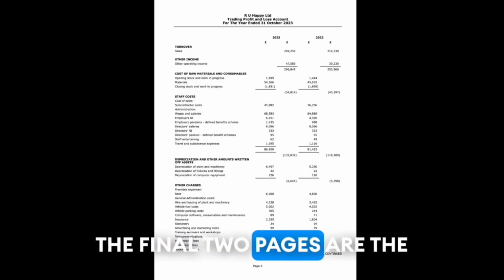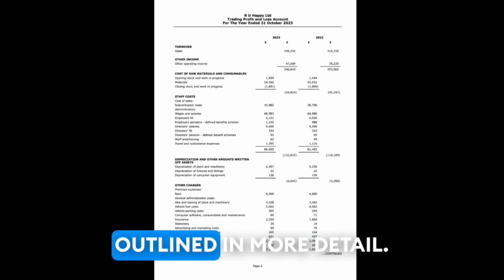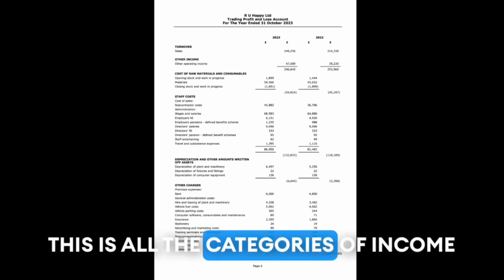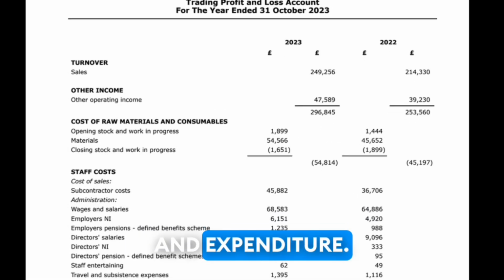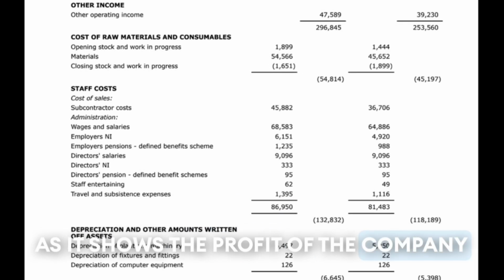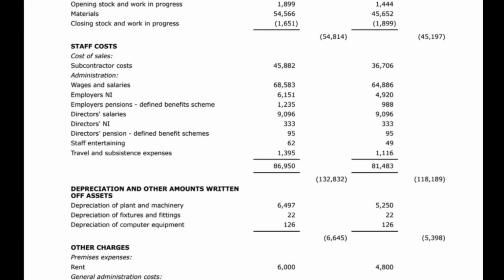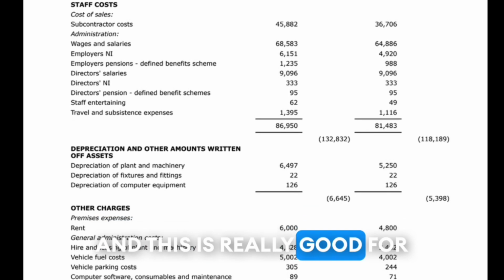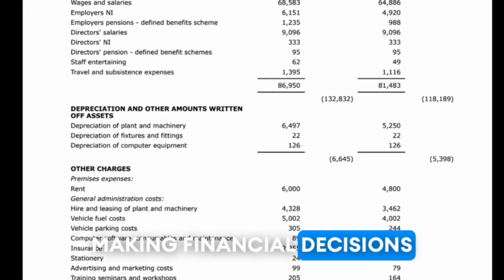The final 2 pages are the profit and loss account outlined in more detail. This is all the categories of income and expenditure. This is likely to be the most useful page for directors as it shows the profit of the company and it provides a comparison to the prior year. And this is really good for making financial decisions for the future.